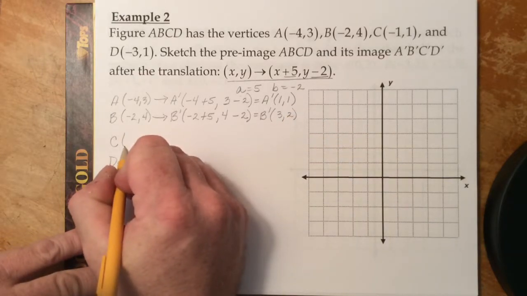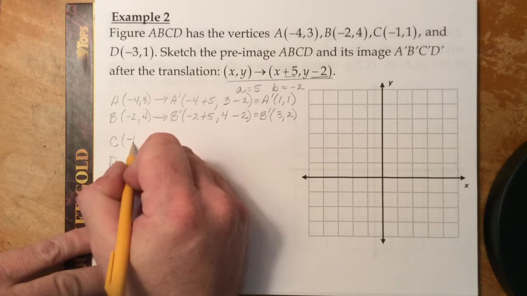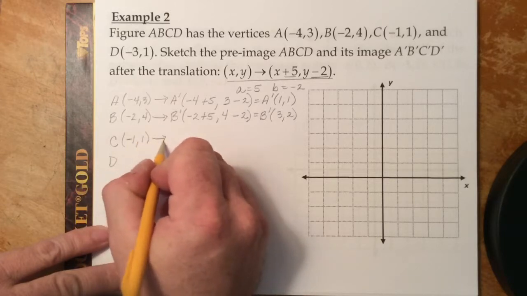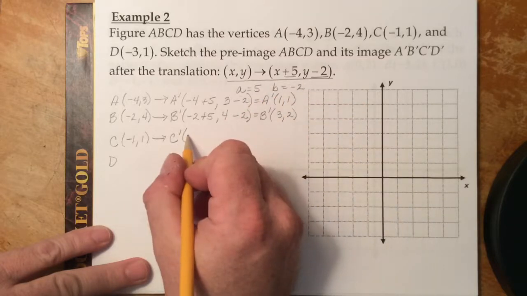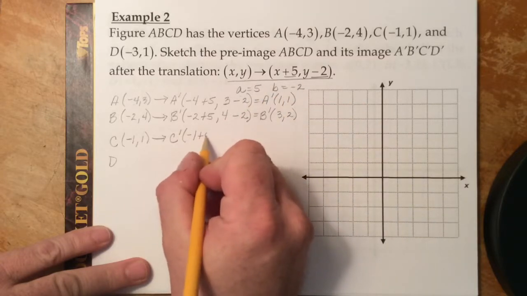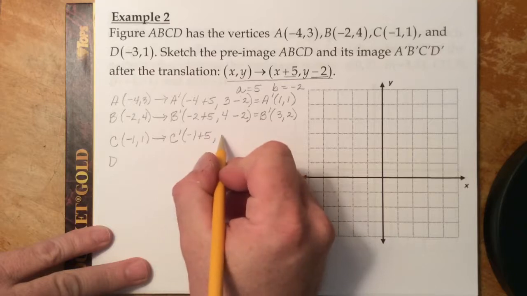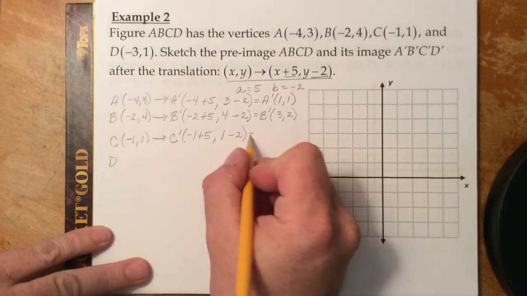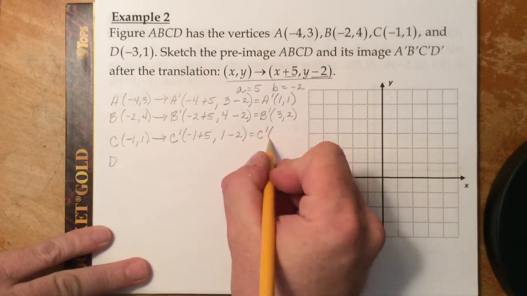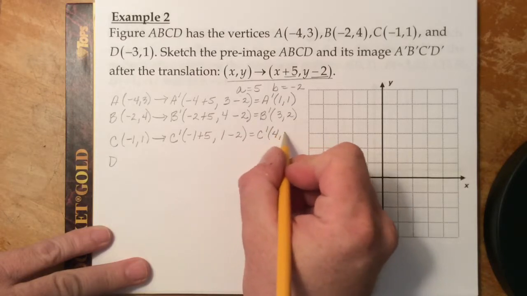C, originally located at (-1, 1), translates to C prime. Applying the rule, we have our x coordinate plus 5 once again, comma, the y coordinate, we subtract 2 once again. This gives us C prime at (4, -1).